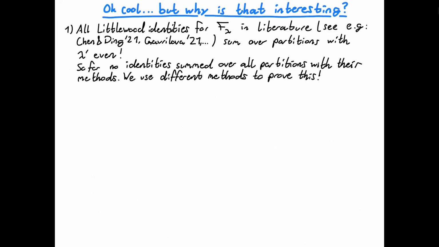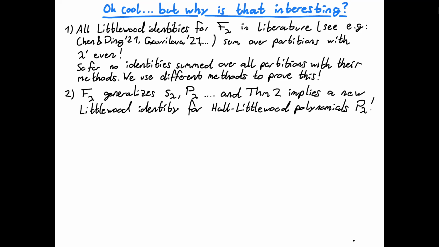So it's not the Littlewood identity where you sum over all partitions, but where you restrict the conjugate of the partition to be even. So this is some new family of Littlewood type identities, and we also use some different proof methods. Then second of all, as I already teased, the F lambda generalizes the Schur functions as well as the Hall Littlewood functions. And in particular, if you specialize down to the Hall Littlewood functions, the second theorem gives you a completely new Littlewood identity for Hall Littlewood polynomials.